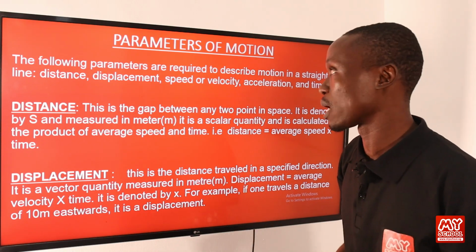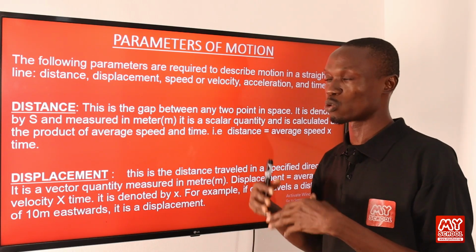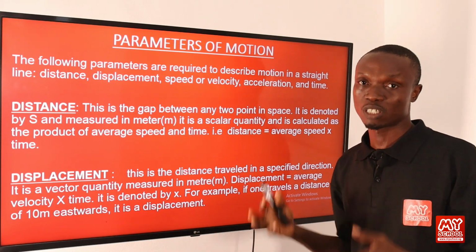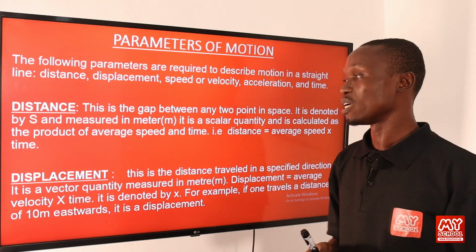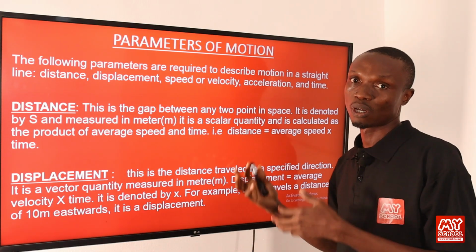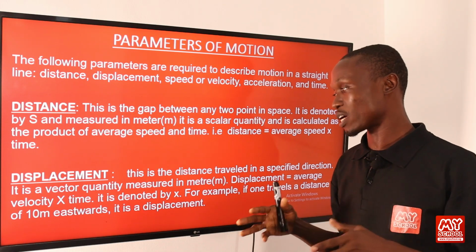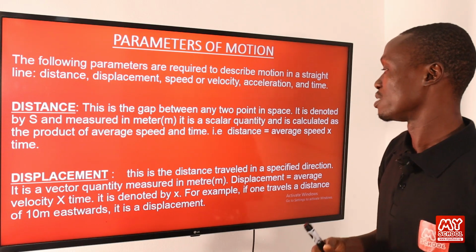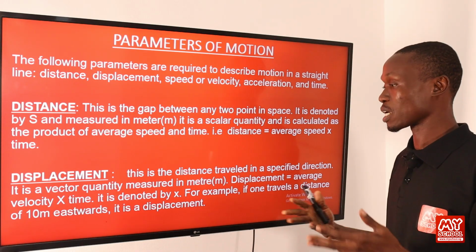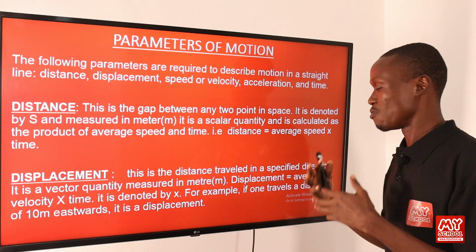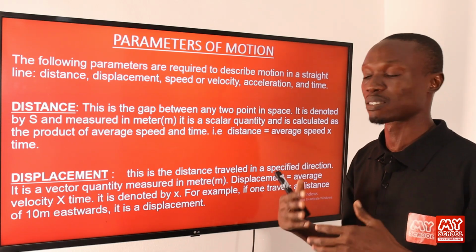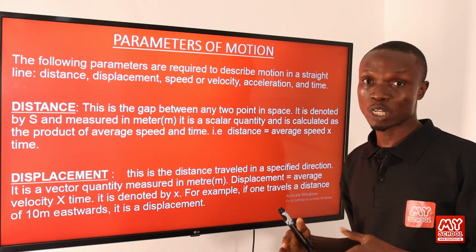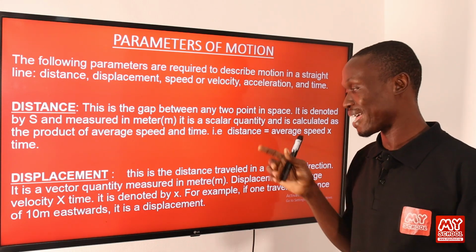So let's look at another parameter that is also used in describing motion, which is displacement. So what is displacement? Displacement is the distance traveled in a specified direction. Displacement is a vector quantity, and it is measured in meters, just like distance. Mathematically, displacement is given as average velocity times time. It is the product of average velocity and time, and displacement is denoted with the letter x.